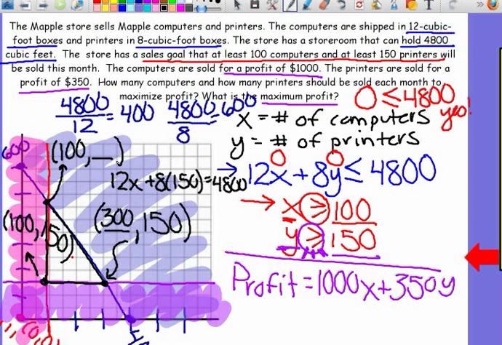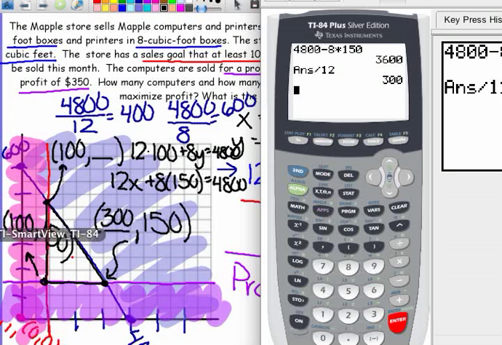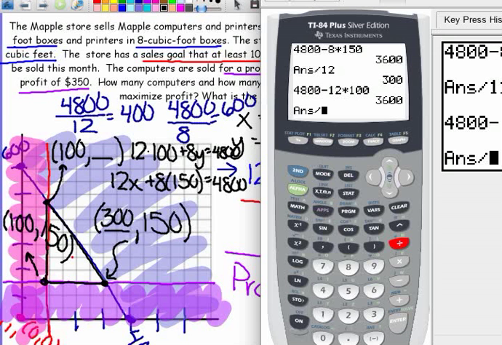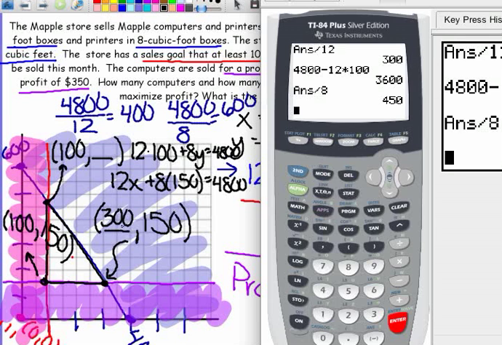Okay, we're back. So then, 12 times 100 plus 8y must be equal to 4,800. We'll bring in our calculator again and figure out that 4,800 minus 12 times 100 is 3,600 again, but this time divided by 8 gives us 450.